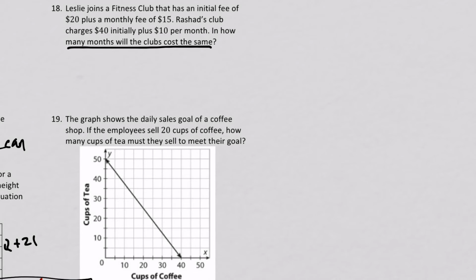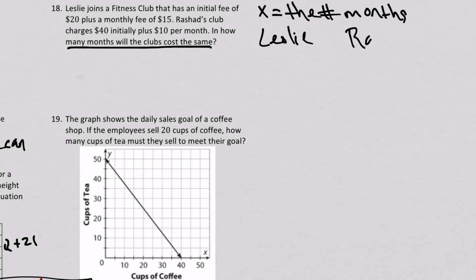Okay, let's call x the number of months. That's what we need to find out, right? The number of months. That's x. And there's two clubs. There is Leslie's club and there's Rashad's club. And we want them to be equal to each other, right? That's the question at the end. In how many months will the clubs be the same? So let's focus on Leslie's club right now.